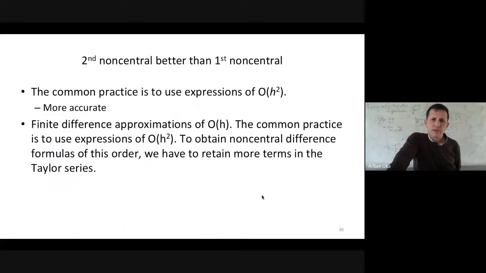Okay. So now we had the first non-central approximation. We also have another type, which is called the second non-central approximation, which is a little better. Let's see how, because the previous non-central had an error of O(h). If you go back to the slides, we can notice it.